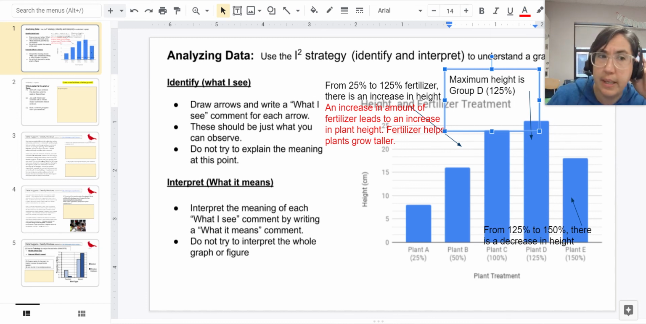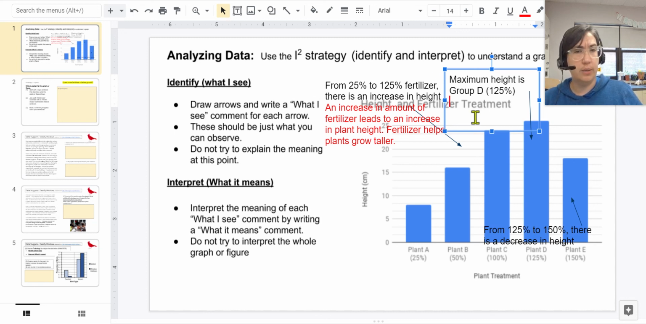So the maximum height is at 125% fertilizer. And if I look at 150, it drops back down. So max height is group D at 125. My interpretation is that 125% fertilizer is optimal for plant growth. So optimal means that it's the best.